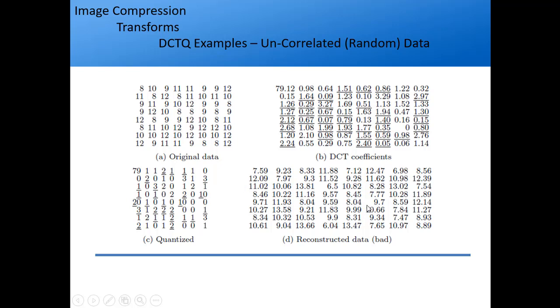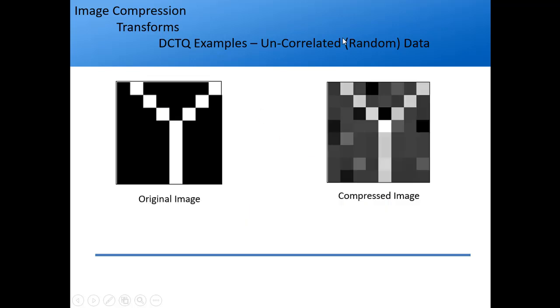If you reconstruct using IDCT, what do you get? Instead of 8, you get 7.59. Instead of 11, you get 12.09. Instead of 12, you get 10.66. So there is a huge difference, right? This is not good, that is, DCT is not good for random data.